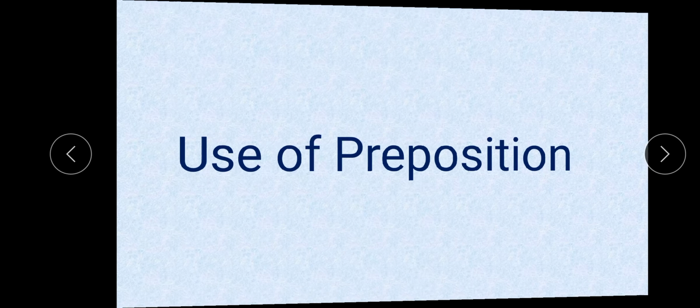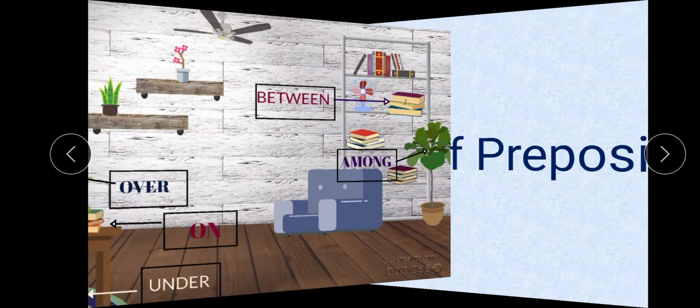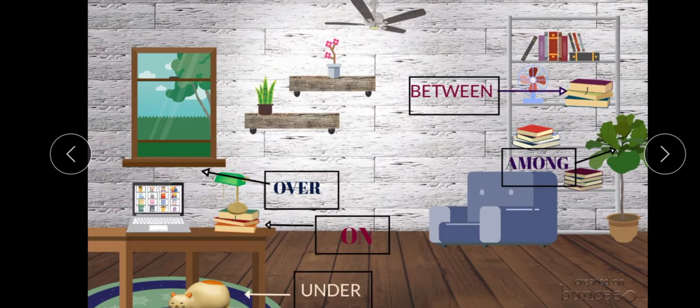Now we will learn the uses of various prepositions. A picture is given here. In this picture, different objects are placed in different positions, and here we have used some prepositions to denote their position. So let's see. First, it is under.